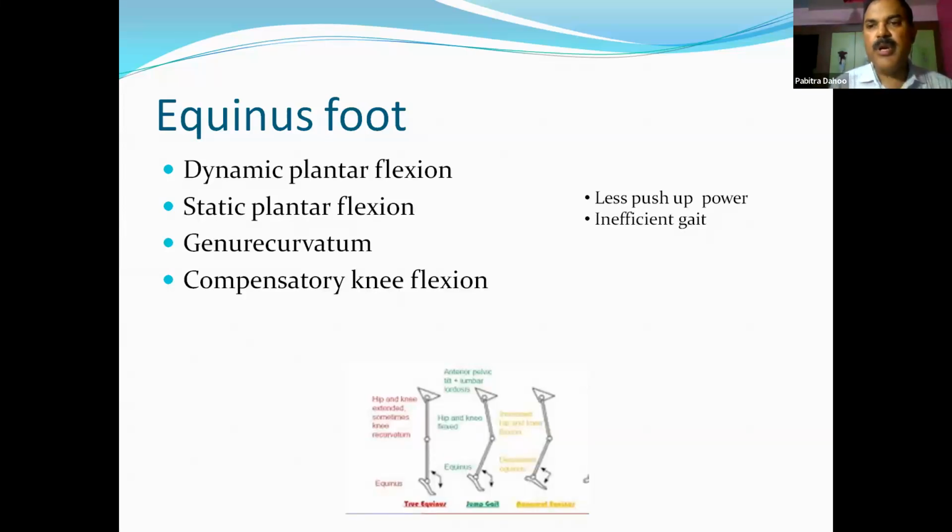How does it occur? For a normal propulsion, the muscle has to work in full range, right? Then you will get maximum power. When a muscle gets a chance to excurse in a full range, you will get the maximum power of excursion. But when the muscle has a limited range of motion to work, then the power generated will be less. Exactly the same thing happens in case of equinus foot. The foot is already in plantar flexed position, so there is less movement for the muscle to excurse its power. So there will be inefficient gait in case of equinus foot.